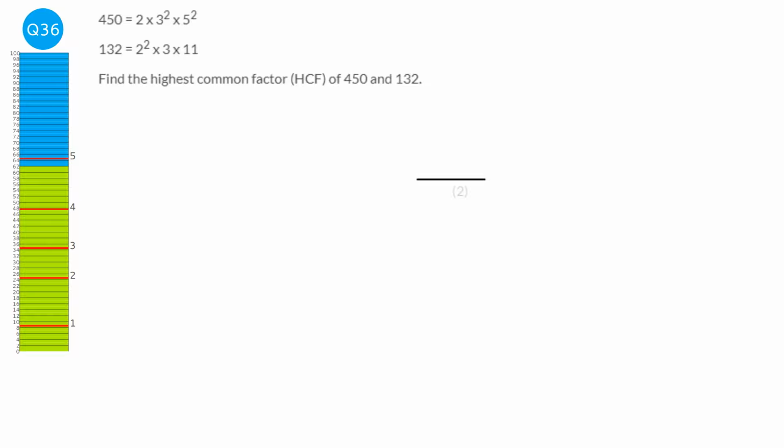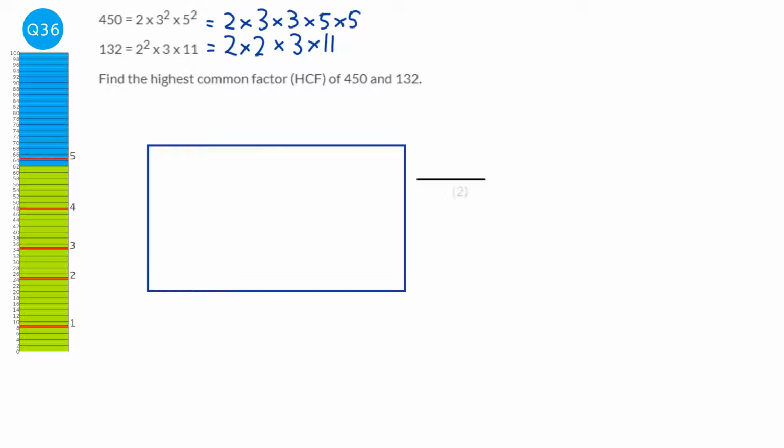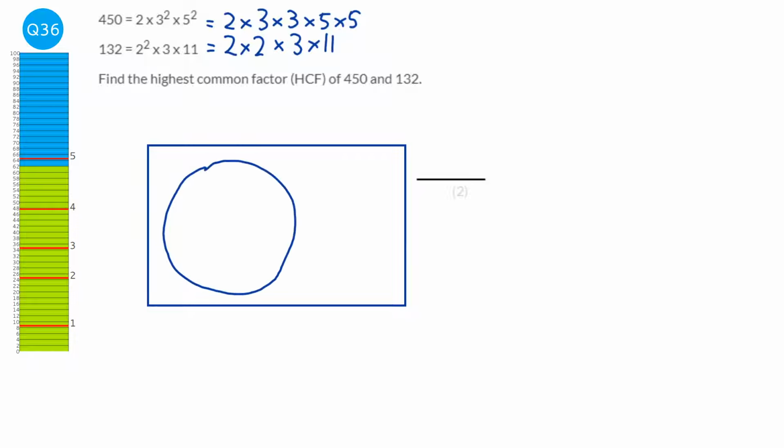So we're going to rewrite these numbers, just instead of squared, we're just going to write them out without index form. Just makes it a bit easier. And so I'm just removing the squares. And we're going to draw ourselves a Venn diagram. So let's just do a rectangle at the outside. I'm going to try and do some nice circles here. Try my best anyway. Okay, so on the left hand side we have the 450, on the right hand side we have the 132.